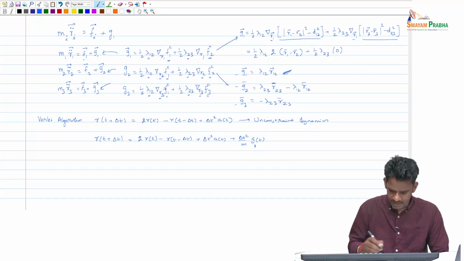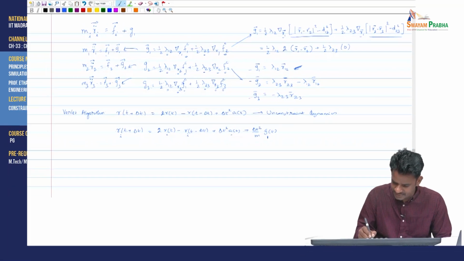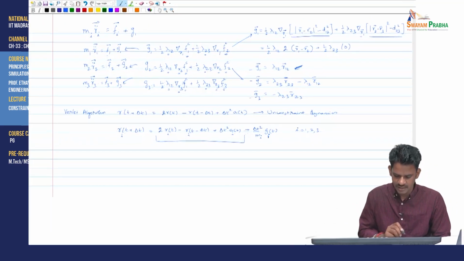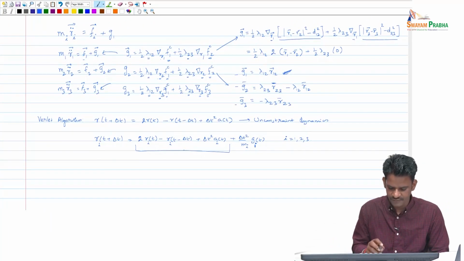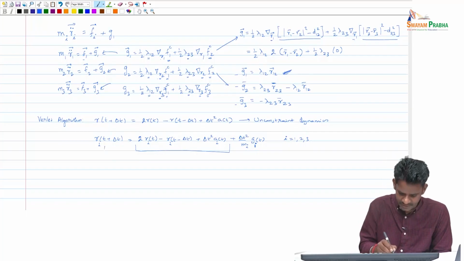And now I can put a suffix I here, so that this applies to all the atoms in this case, where I is equal to 1 or 2 or 3 for all the 3 atoms, 2 hydrogen atoms, 1 oxygen atom. So, now if you see, these 3 terms here are basically the update that you do as if it was unconstrained dynamics. So, therefore, we can write this equation a little bit more briefly.